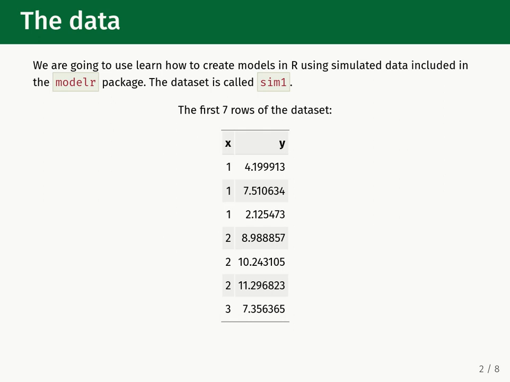To demonstrate how we create models in R, I'm going to use a simulated dataset called Sim1 that you can find in the modelr package. It has 30 observations of two variables, x and y. Here I'm just showing you the first 7 rows.